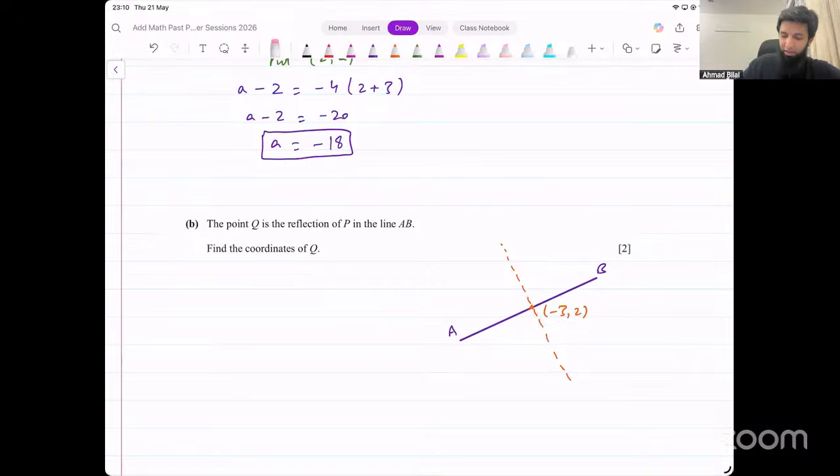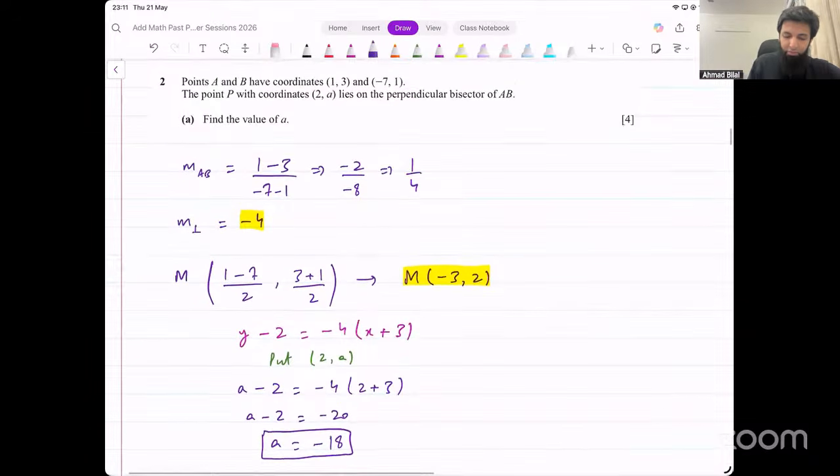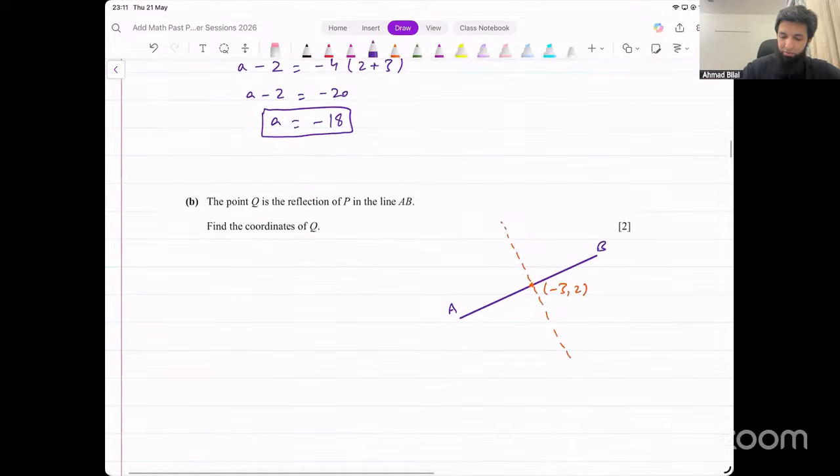That is important. They're saying Q is the reflection of P. P has coordinates 2 and a, which means 2 and -18. So it might be on this side somewhere. P is 2 and -18. That's the point P.